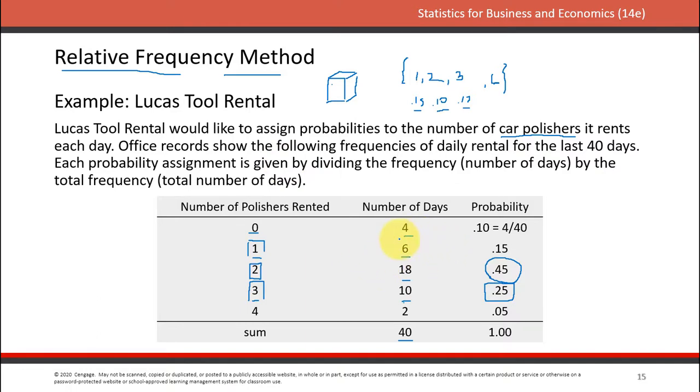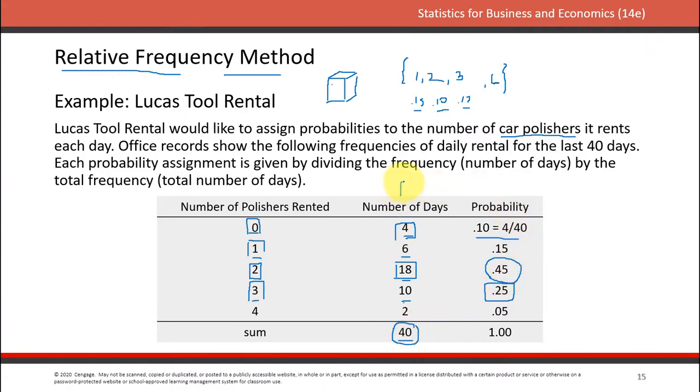Now, why is it called relative frequency? This is called the frequency of the number of days that they rented out 0 polishers. This is called the frequency, the number of days that they rented out 2. So these numbers are called the frequencies. And then when we take them relative to the total number of days in the study, so we get 4 out of 40, that's called the relative frequency, because it's the frequency divided by the total number.